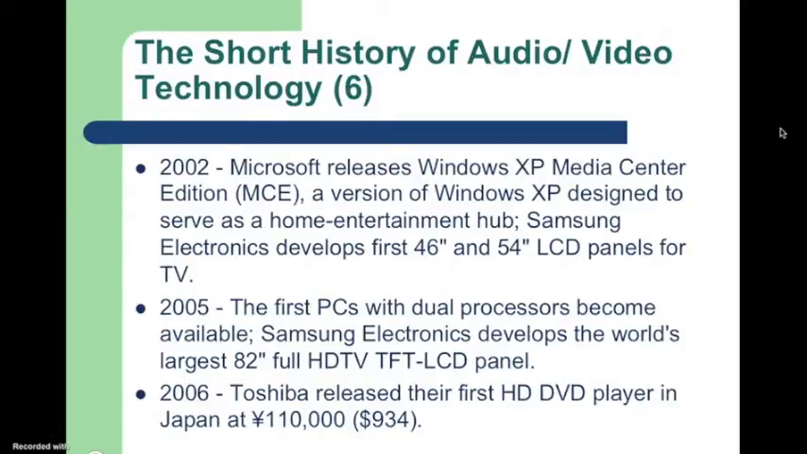In 2002, Microsoft released Windows XP Media Center Edition, a version of Windows XP designed to serve as a home entertainment hub. In the same year, Samsung Electronics developed the first 46 and 54-inch LCD panels for TV, and in 2005, the first PC with dual processor became available.